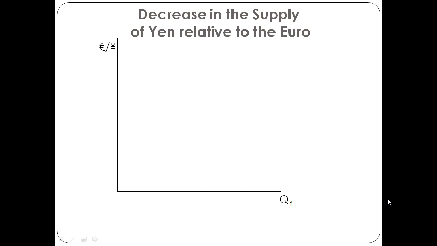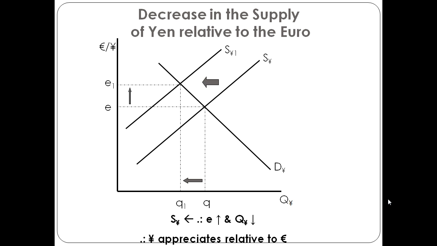Now we're going to look at what happens if we have a decrease in the supply of the yen relative to the euro. Once again, we're focusing in here on the yen. So on our y-axis, what's closest to the y-axis is the currency that we're focusing on. So we have the yen relative to the euro. Remember that slash mark means relative to. So we have the yen relative to the euro on our y-axis. On our x-axis, we have the quantity of yen. So we're focusing on the yen here.